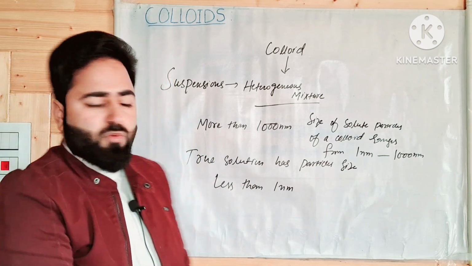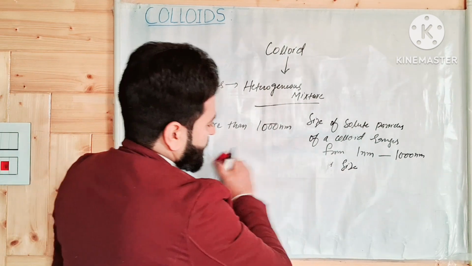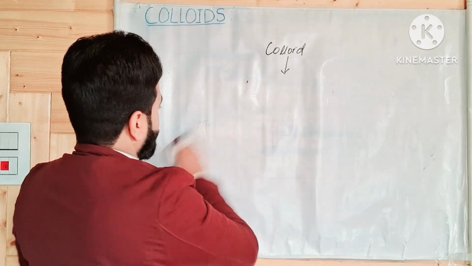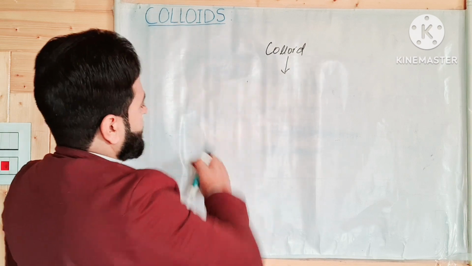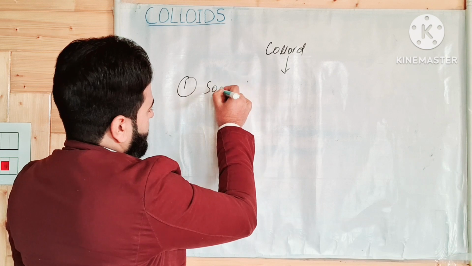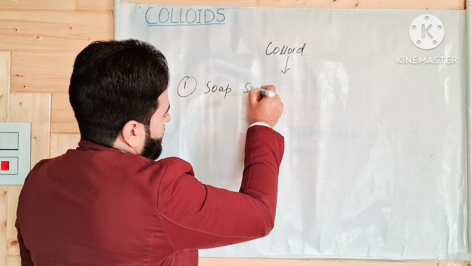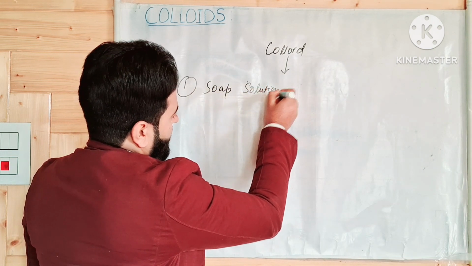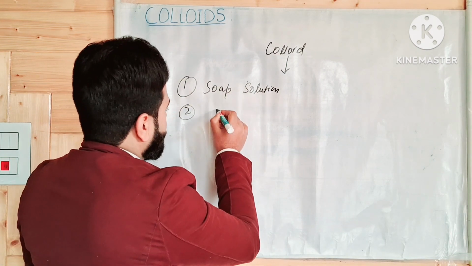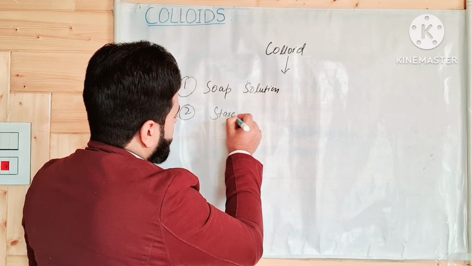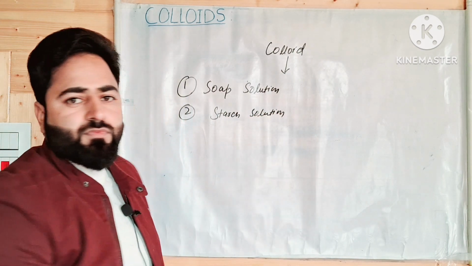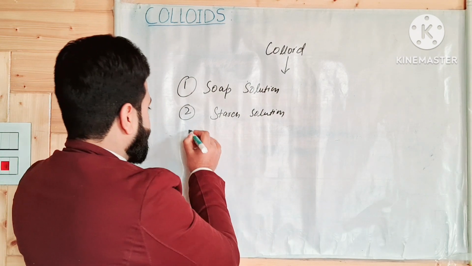The examples of a colloidal solution are: number one, soap solution. The second one is starch solution. The third one is milk.